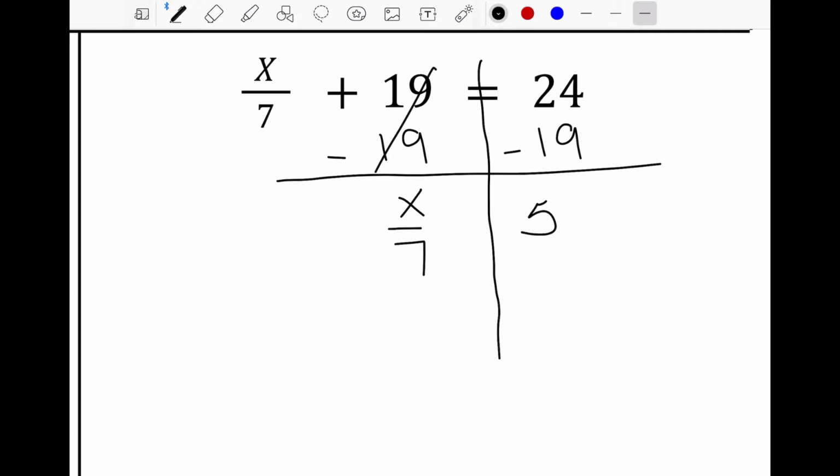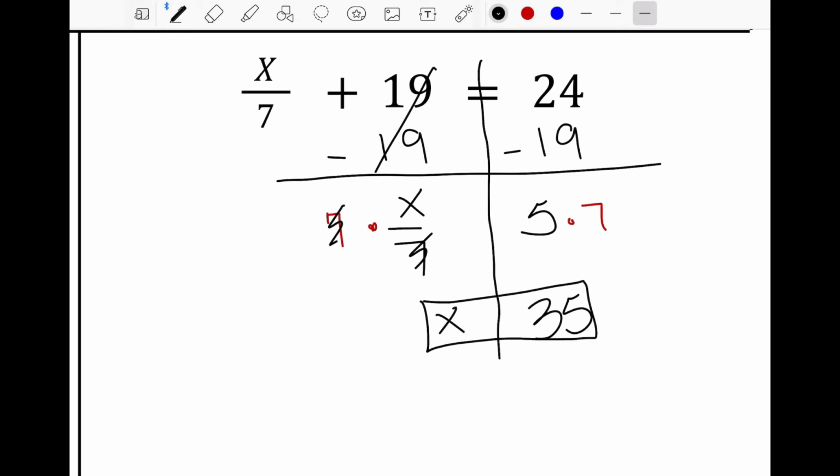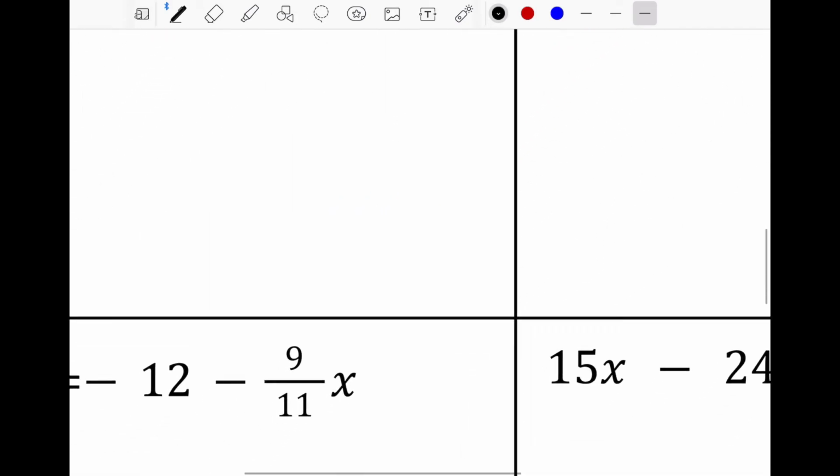Now, if we look at the x over 7, the x over 7 actually means divide. X being divided by 7. The opposite of divide is multiply. So I'm going to multiply both sides of my equation by the denominator, which is 7. Okay, 7 times 5 is 35, so I can bring down my 35. And then we got 7 times x over 7. My 7s go away, leaving me with just x. So the value of x is 35. Okay, moving on to my next example.